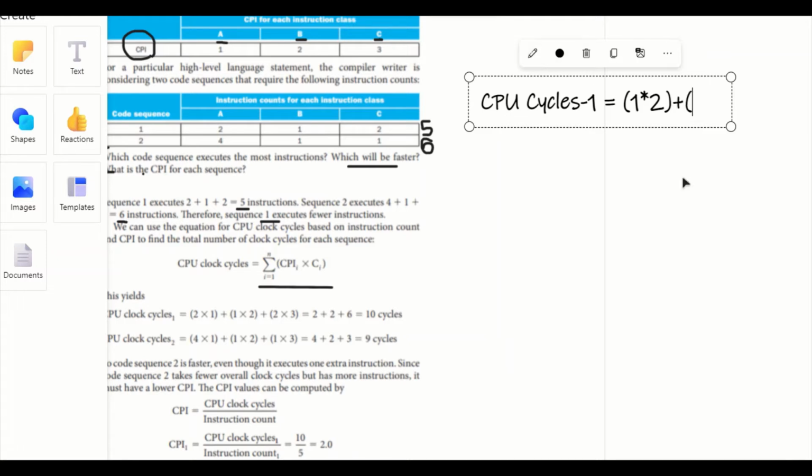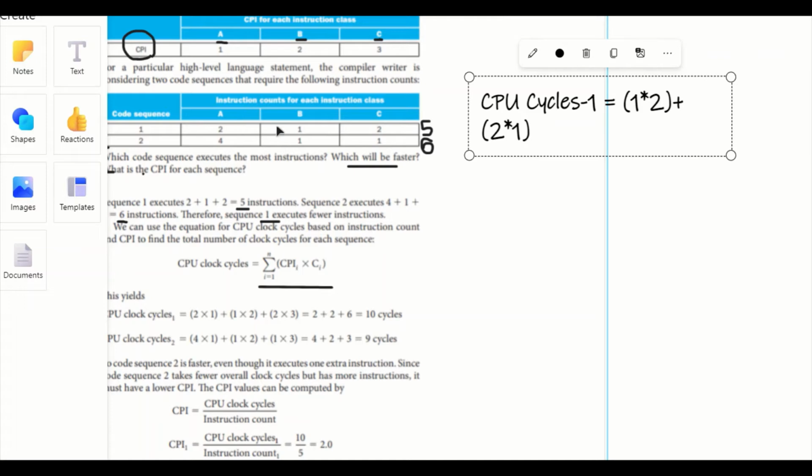And then type B. CPI is 2, count is 1. Can you see where I am getting it? I am getting it from here. Plus third type C, put a bracket. CPI is 3, I'm talking about this type C, and the count is 2.